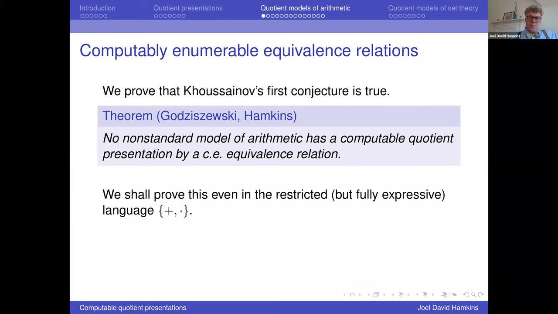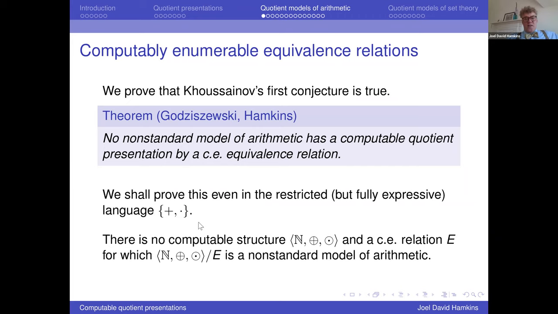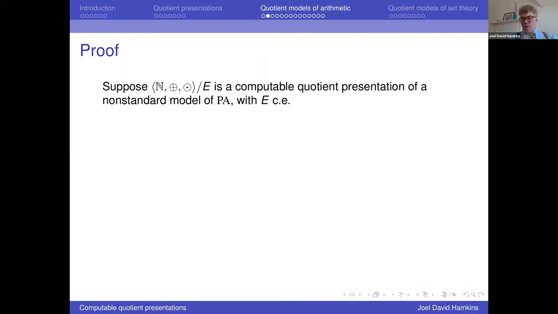So here's the proof. We're going to prove it in the restricted language, even the functional language. Of course, in arithmetic, you can define the order from the arithmetic. So expressively, you don't need the order, although the traditional language of arithmetic has plus, times, zero, one, and less than. But we can prove this theorem even just with plus and times. Okay, so the claim is that there's no computable structure whose quotient by a CE congruence relation gives you a non-standard model of arithmetic. So let's do the proof. Suppose we had one. Suppose we had a computable quotient presentation that was forming a non-standard model of PA.